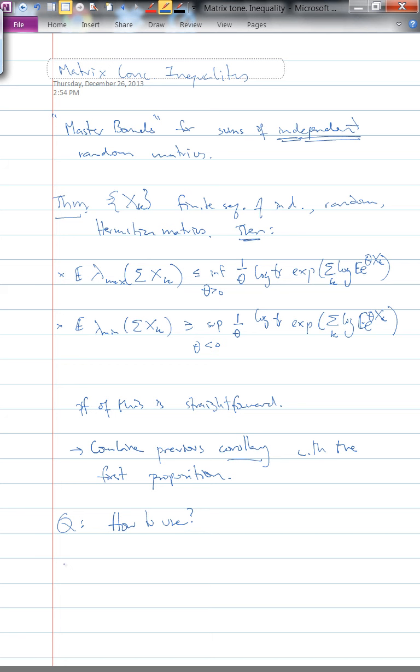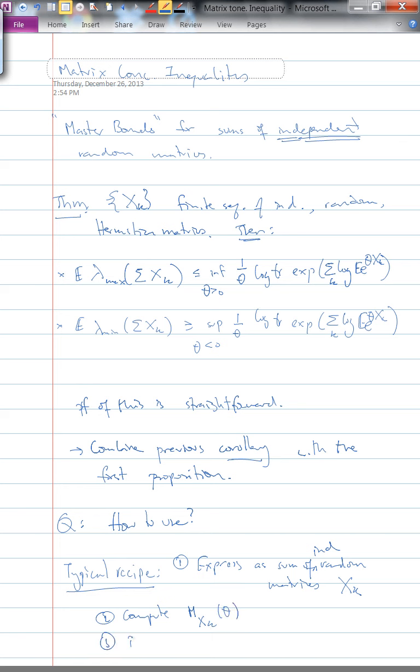So the typical recipe, and we saw a few examples of this last time and we'll see some more this time, is: one, express whatever you want concentration of as a sum of independent random matrices. Let me call these xk. Then compute the moment generating function, and then plug into these master bounds.